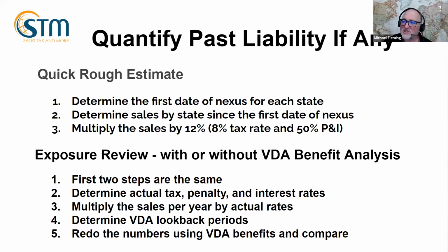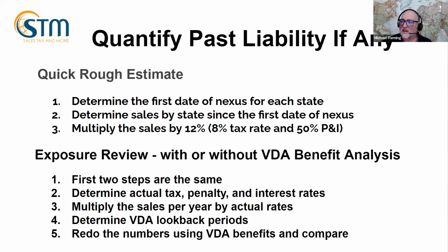So the first two steps are the same. You're going to determine the first date of nexus for each state. You're going to determine the sales by state since that first date of nexus. And then you're going to multiply the sales by the actual sales tax rate. You're going to multiply the tax that you determine by the actual penalty rate and by the actual interest rate. So you're working with fairly real numbers.